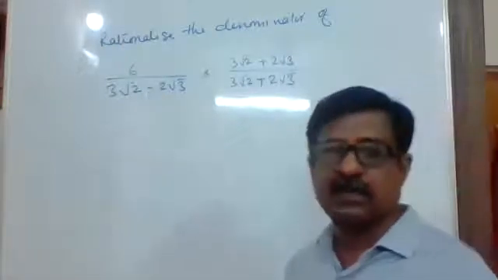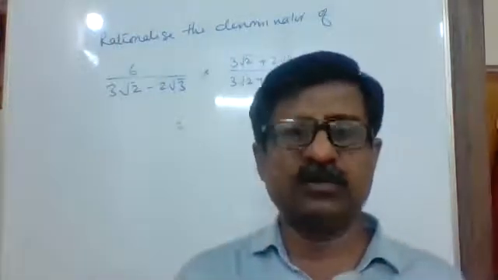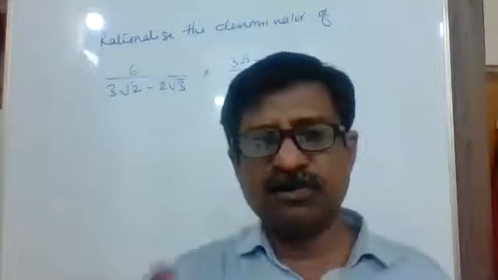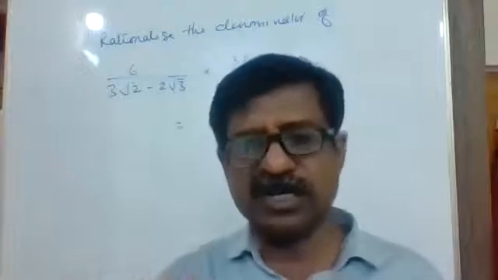Clear? These are the steps you have to follow. For the denominator, you decide whether it is a monomial or binomial. If it is monomial, the same number has to be multiplied. And if it's a binomial, then its conjugate has to be multiplied.